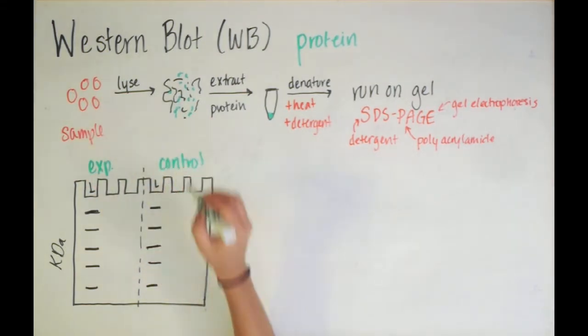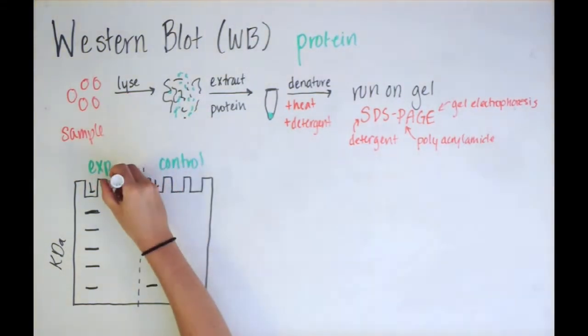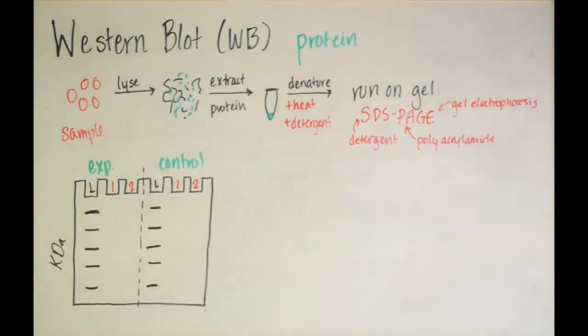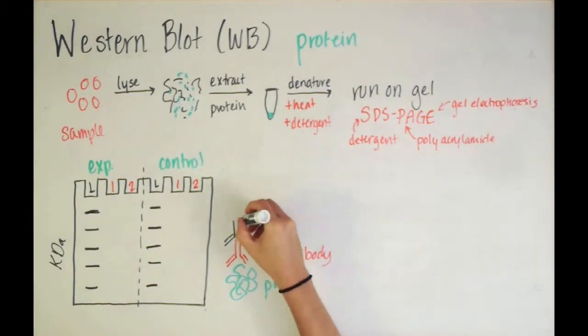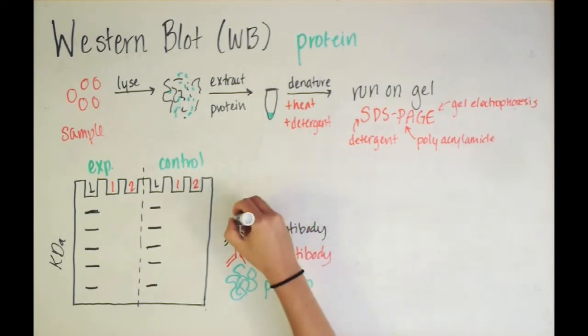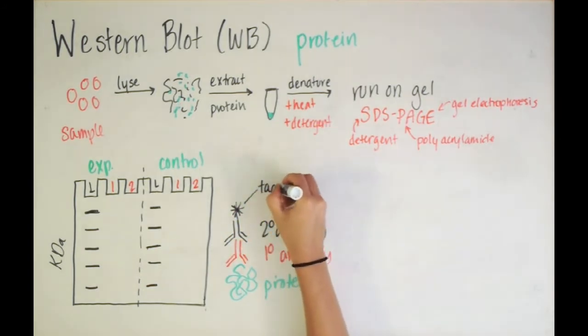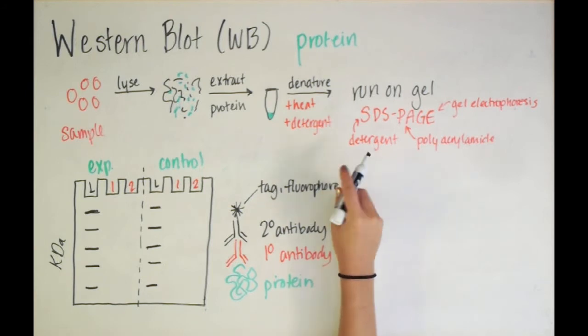After running the gel, the samples are then transferred, using electrophoresis again, to a membrane for antibody detection. Most Westerns use a 2-step detection process in which the primary antibody binds the protein of interest and the secondary antibody is used to visualize it. The secondary antibody is usually conjugated to a fluorophore or to an enzyme that will deposit a colored precipitate.